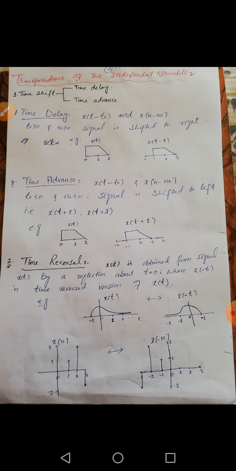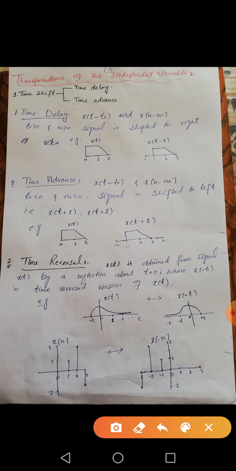In the transformation of the independent variable, the shape of the signal does remain the same. The shape of the signal will remain same, however it will be shifted either to right, or to left, or it will be compressed, or it will be expanded, or it will be time reversed, but the shape of the signal will remain the same.